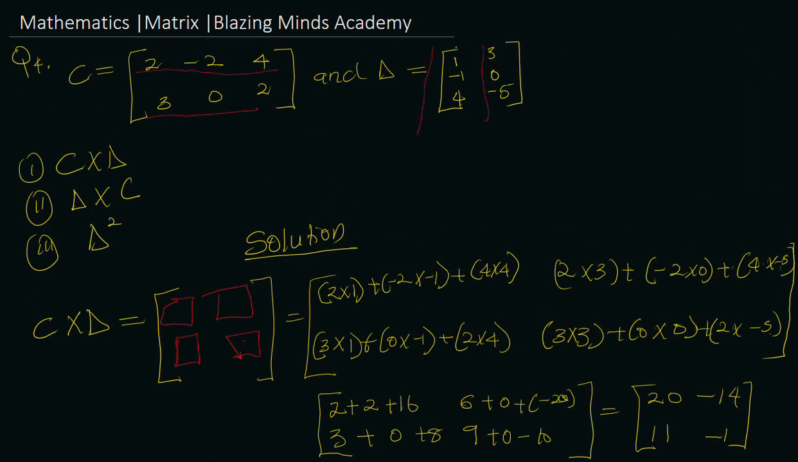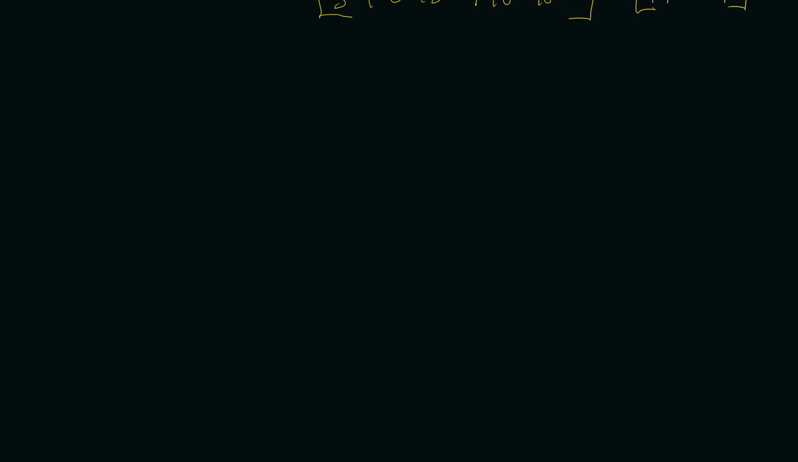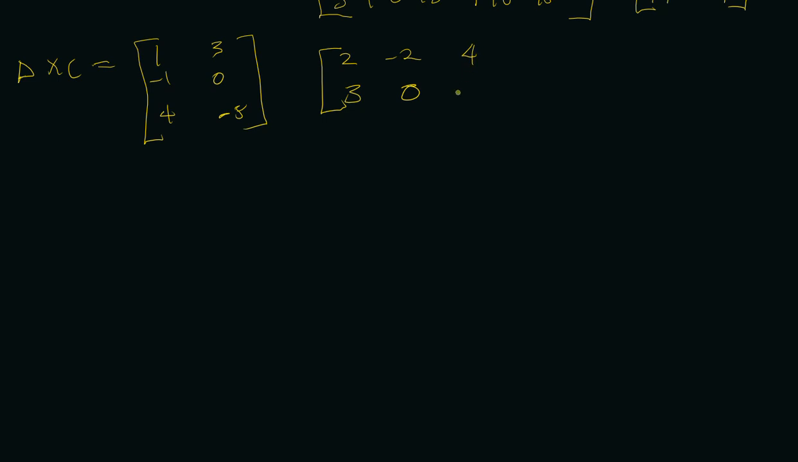And we were also told to evaluate D times C. Now what is D times C? Don't worry, I'll write it out. What is our D? This is our D: 1, minus 1, 4, 3, 0, minus 5. And what is our C? I have 2, 3, minus 2, 0, 4, and 2. Can you see that now? So, can they work out? Is it possible for me to multiply these two matrices?